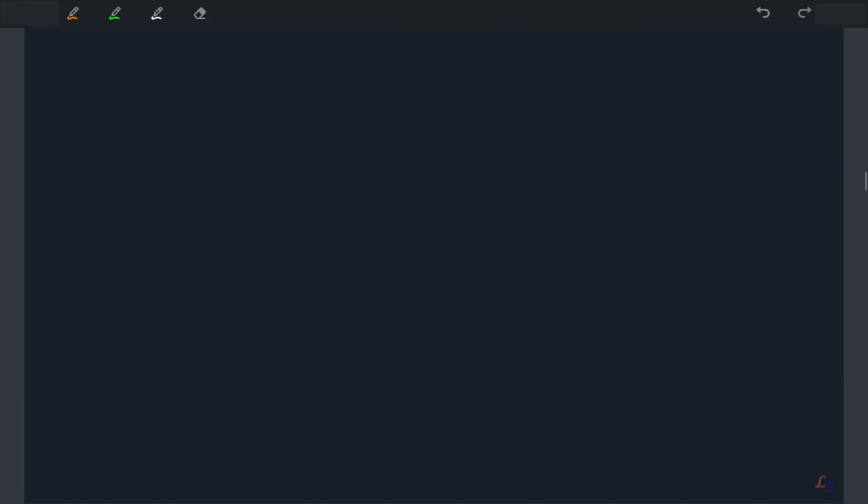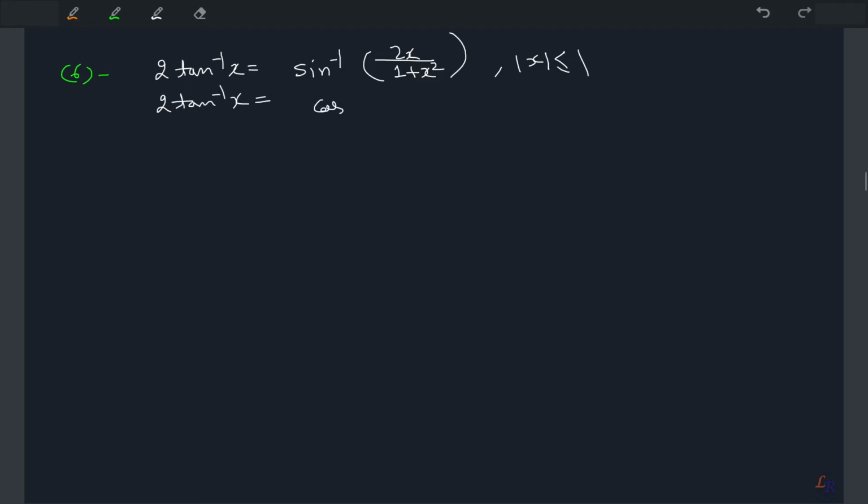Now let's move and have the sixth type. The sixth type, 2 tan inverse x. Let's write here: 2 tan inverse x can be written as sin inverse of 2x upon 1 plus x square, where mod of x is less than or equal to 1. The other form for the same 2 tan inverse x is cos inverse of (1 minus x square) upon (1 plus x square), where x is greater than or equal to 0. See, remember these conditions where they are valid.